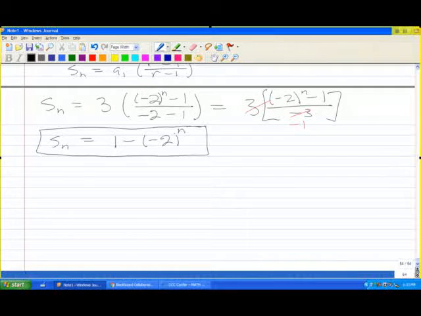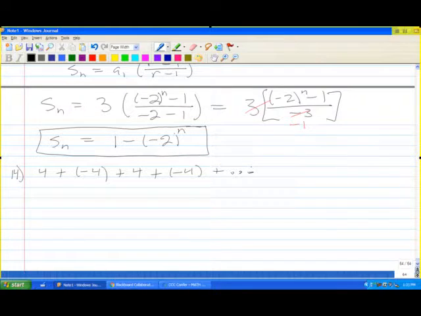I like 14. Let me do problem number 14. 4 plus negative 4 plus 4 plus negative 4, etc. Okay, so let's find the sum of the first n terms of this. Again, since r is greater than 1 in absolute value, I'll write the formula this fashion.